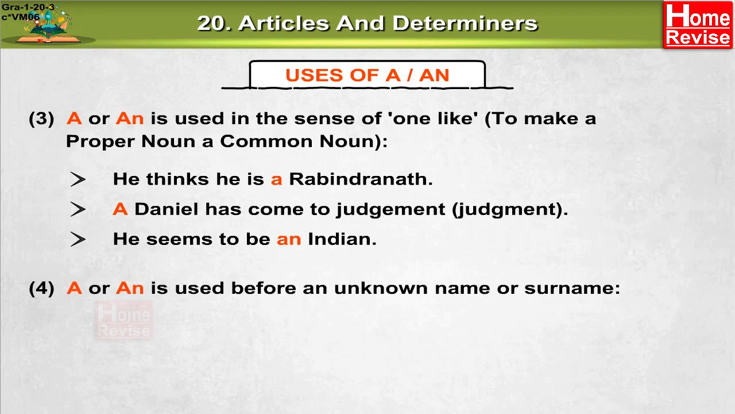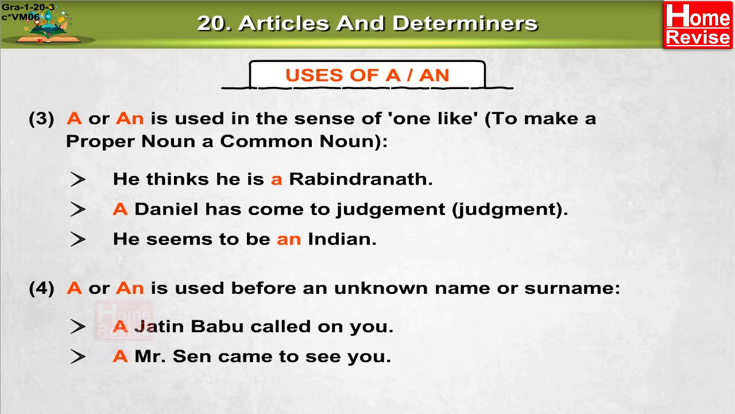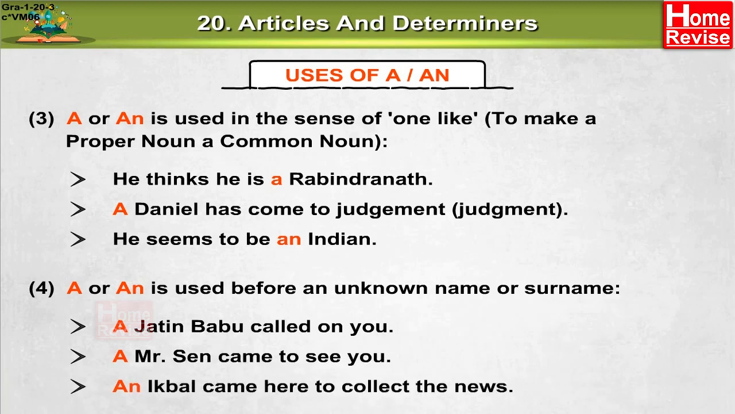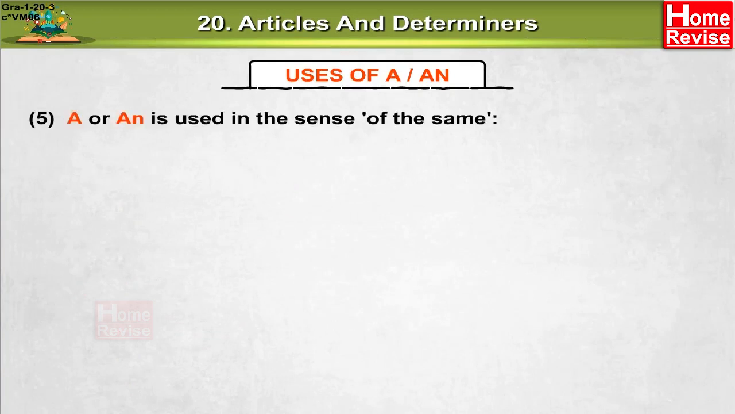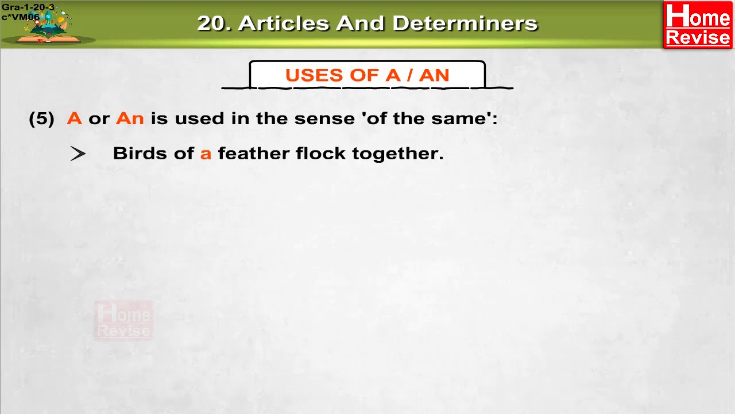Fourth, a or an is used before an unknown name or surname. A Jatin Babu called on you. A Mr. Sen came to see you. An Iqbal came here to collect the news. Fifth, a or an is used in the sense of the same. Birds of a feather flock together.